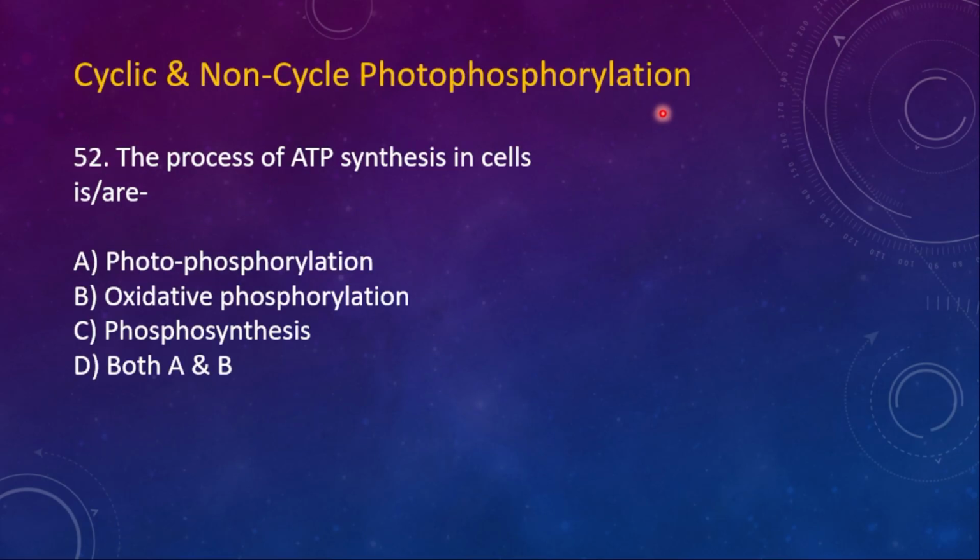Cyclic and non-cyclic photophosphorylation. 52. The process of ATP synthesis in cells is or are: option A, photophosphorylation; B, oxidative phosphorylation; C, phosphosynthesis; D, both A and B. Here the right option is option D, both A and B. Cyclic and non-cyclic photophosphorylation, in that the process of ATP synthesis in cells is by both photophosphorylation and oxidative phosphorylation.